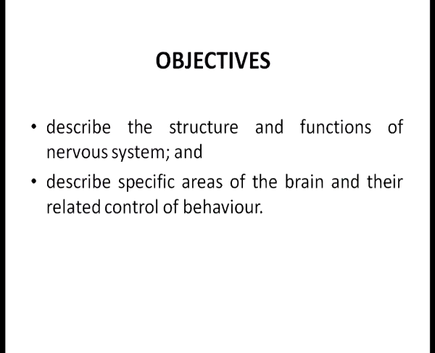Today I am going to continue my discussion on biological and cultural shaping of mind and behavior, part 2. As we all know, in the last program we discussed the structure and functioning of neurons and different types of neurons. In today's program, we are going to talk about the structure and functions of the nervous system, as well as describe the specific areas of the brain and their related control of behavior.